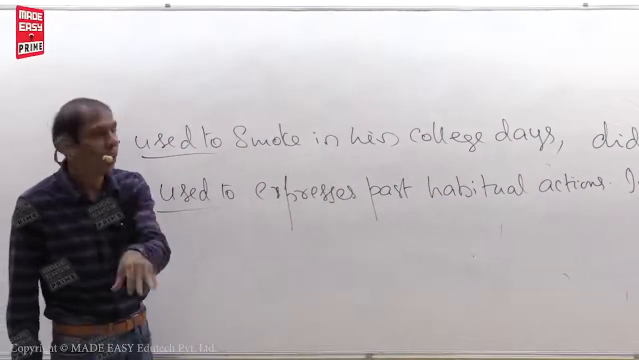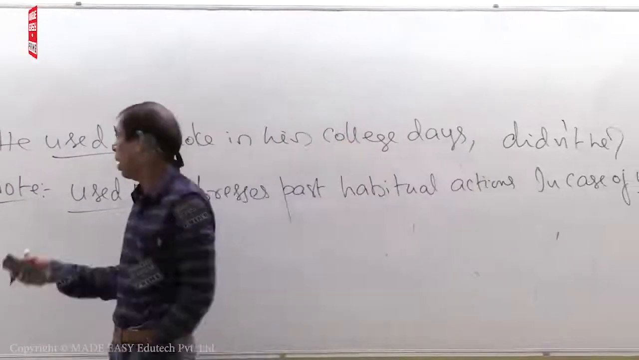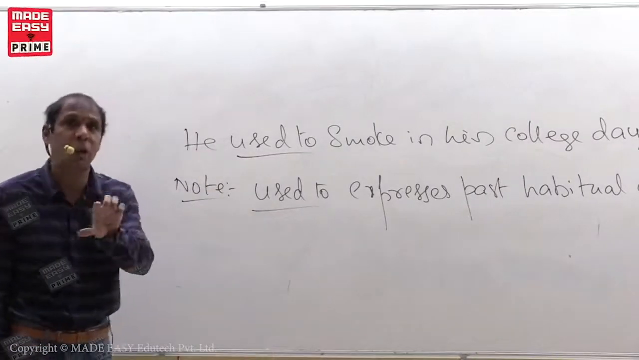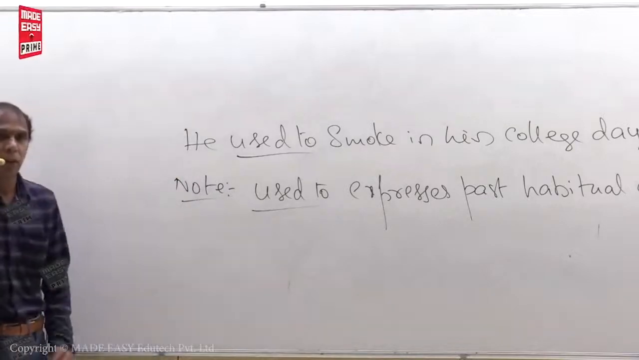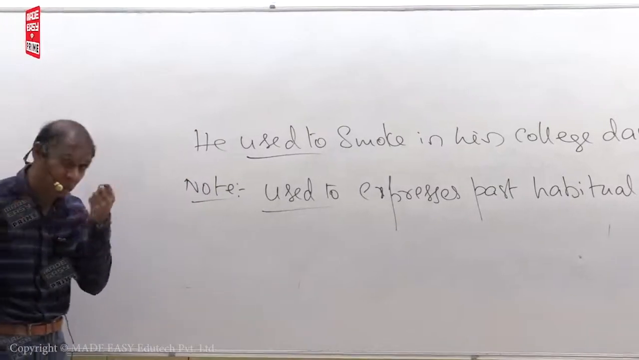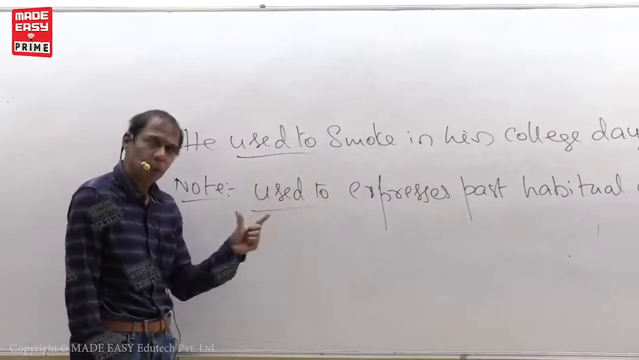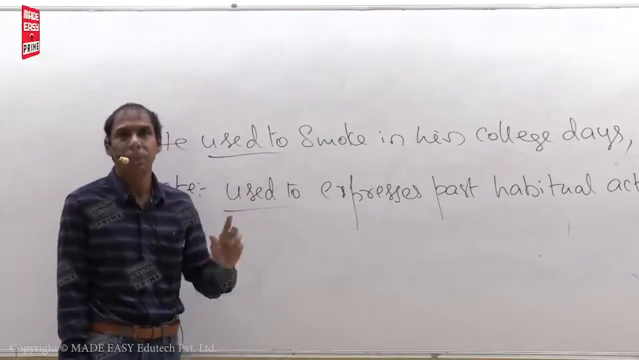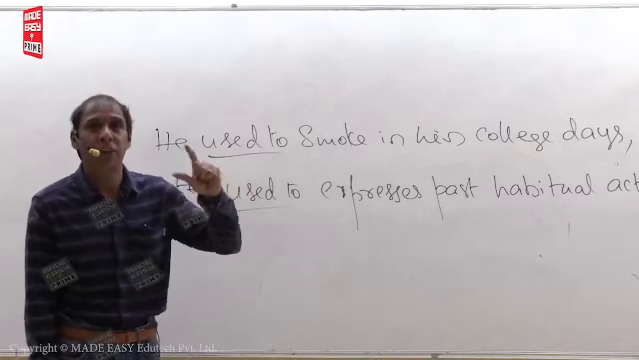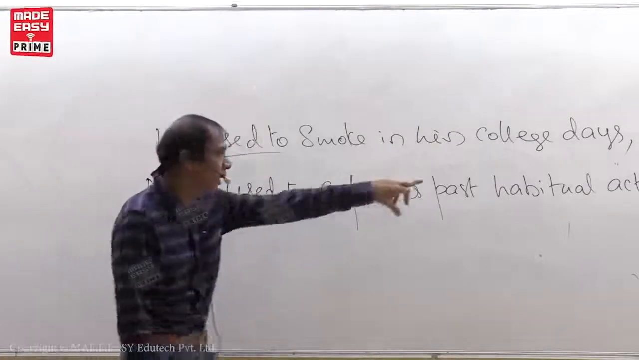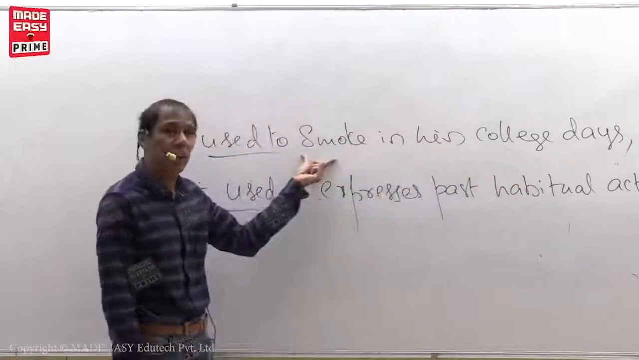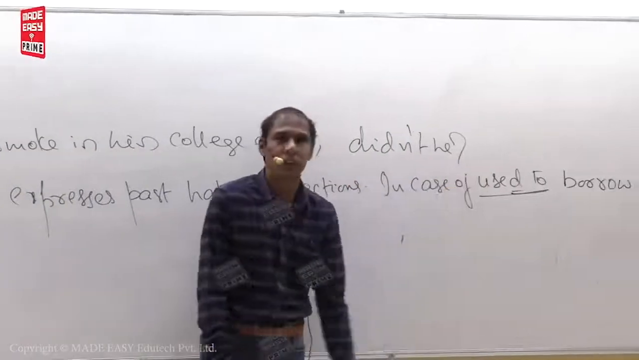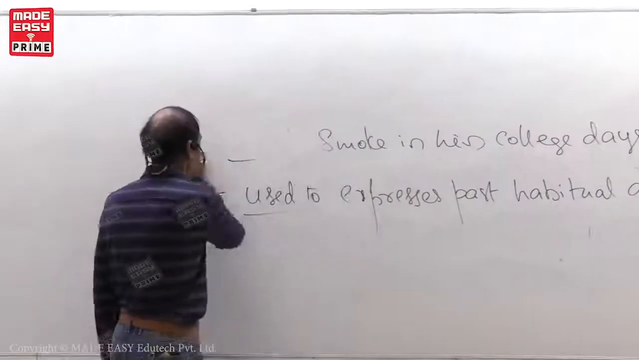This statement is positive, so the question tag must be negative. Did not, short form didn't he. Already the pronoun is here. If a name is here, in the place of the noun you have to write a pronoun. That's all. Okay, I'll explain this point again. Look at the board and me carefully. What is used to? Used to always expresses past habitual actions. In the case of past, you have to borrow did. Statement is positive, so the question tag must be negative. What is the short form of did not? Didn't he? That's all. Right? Next.